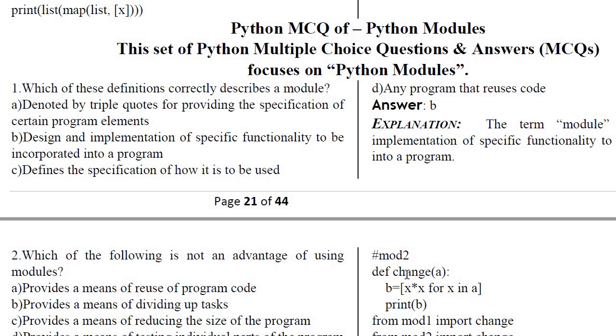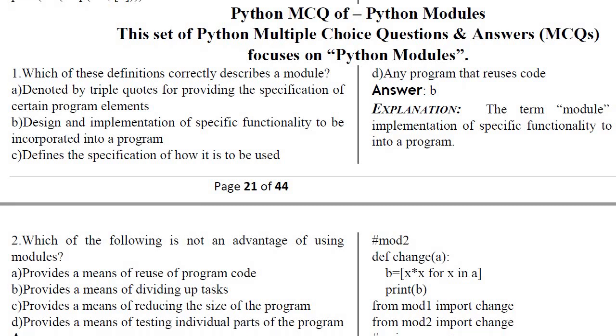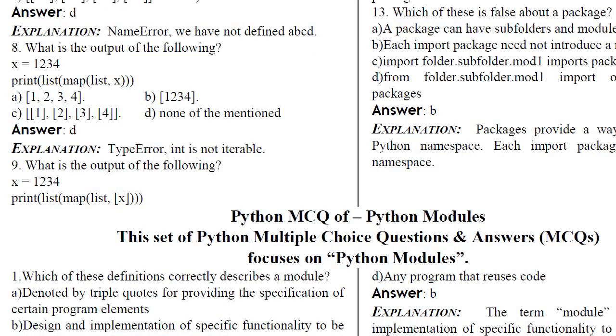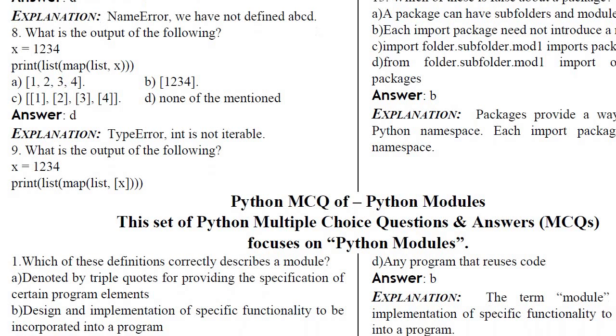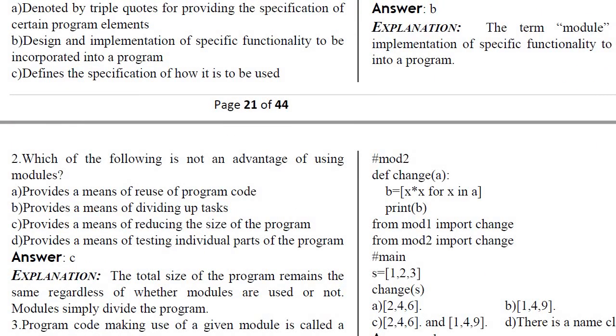Next question we will see: which of the following is not an advantage of using modules? First one is provides a means of reuse of program code, provides a means of dividing up tasks, provides a means of reducing the size of the program, and provides a means of testing individual parts of a program. So we know, as I gave you the example of the math module, we include a square root function.